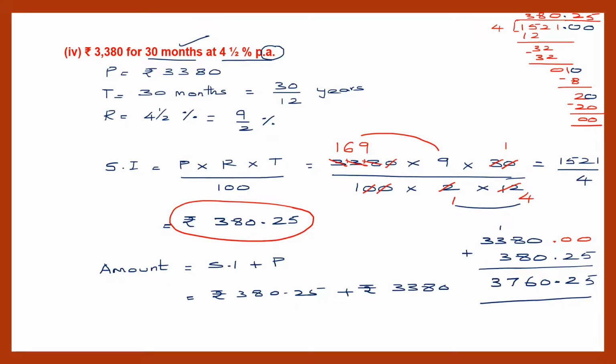So 3,760 rupees and 25 paise. So this is our final amount. We have added the principal and the simple interest. 3,760 rupees 25 paise. This is our final answer for the amount.